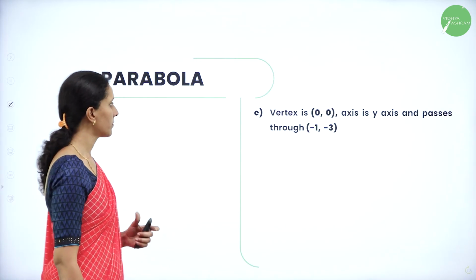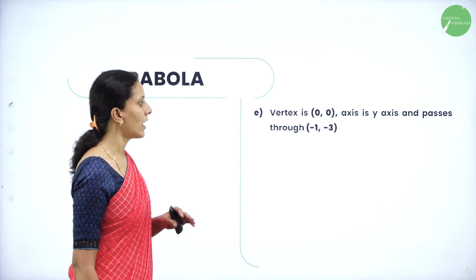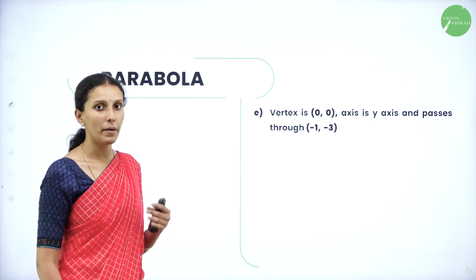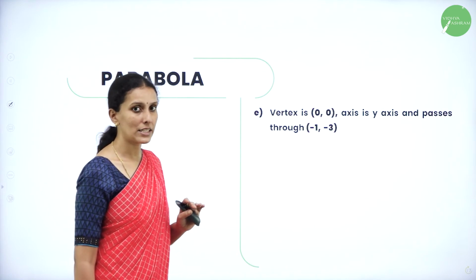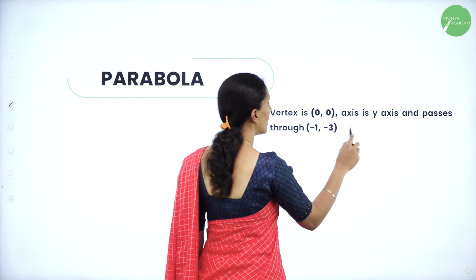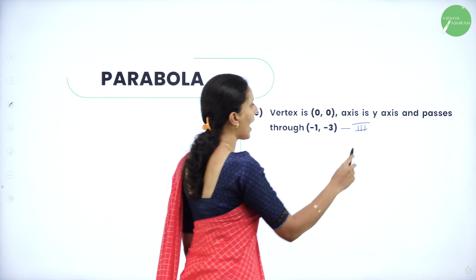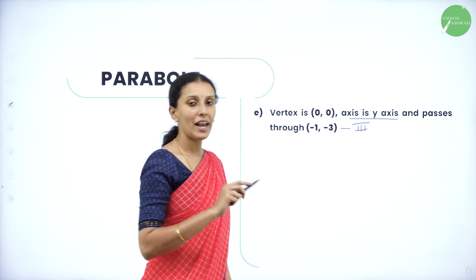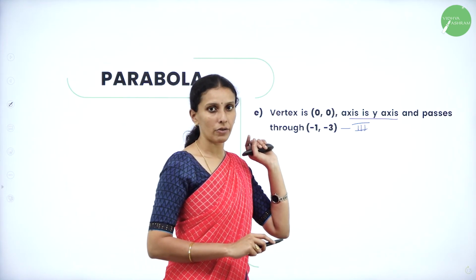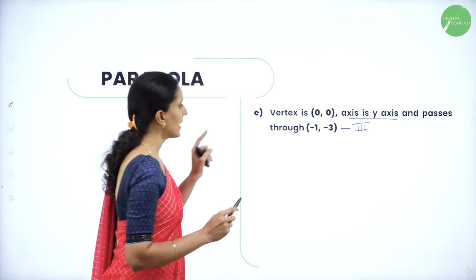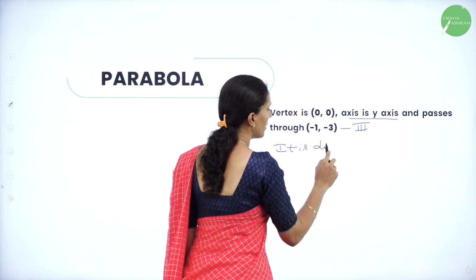So this is the required equation of the parabola. Next question. Vertex is (0, 0), axis is y-axis and passes through (-1, -3). So (-1, -3) means where does it touch? It touches at the third quadrant. So if it must be at the third quadrant, and the axis is y, it must be an upward or downward parabola. An upward cannot touch the point at the third quadrant. The only possibility is it is a downward parabola.